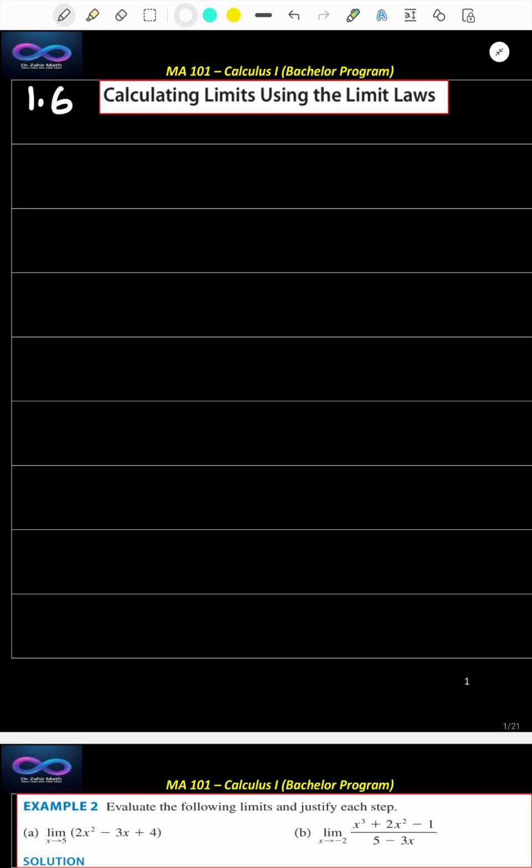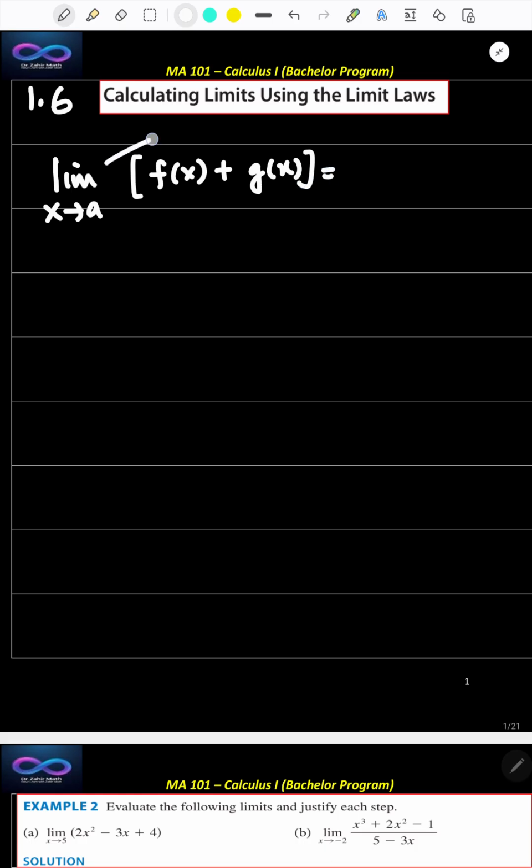1.6. What do you mean by limit laws? So you want to know the limit laws. Without the laws also you can solve the problem, but anyway, I'll give you simple examples. For example, limit x goes to a, or x tends to a, you have two functions, f of x plus g of x, right?